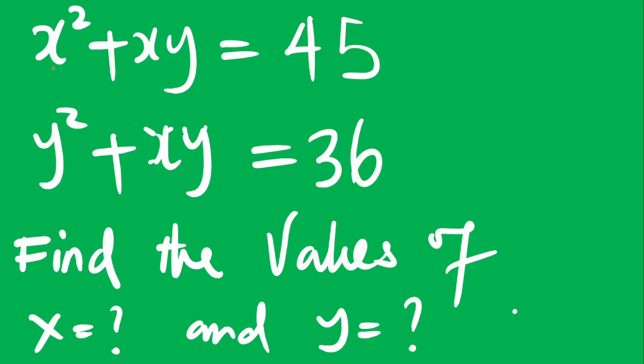Now, we want to solve the problem where you have x squared plus xy is equal to 45, and y squared plus xy is equal to 36. Find the value of x and y. So now let's solve this particular problem. We have x squared plus xy is equal to 45. And in this other one, you have y squared plus xy is equal to 36.